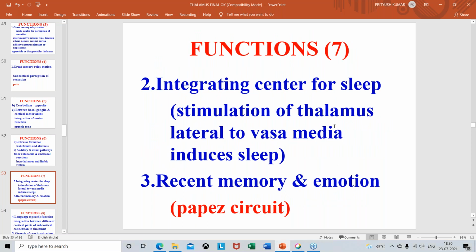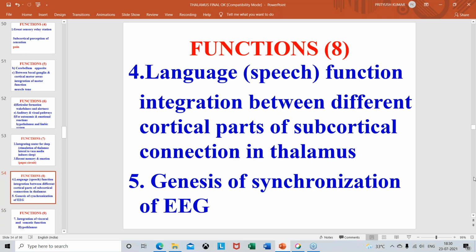It also has the integrating center for sleep. If you stimulate the thalamus lateral to the massa intermedia, it induces sleep. It is also a part of the Papez circuit, which is concerned with recent memory and emotion. The thalamus is also important for language and speech function.